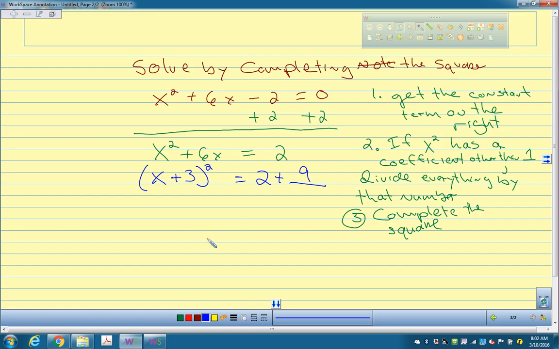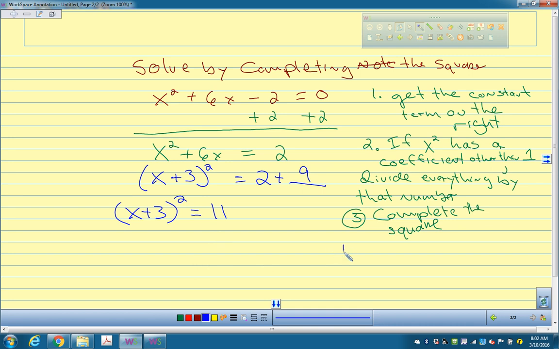That's why we did that little practice thing, okay? Because no one ever knows what to add over here. All you do is you take half of this, the second term, and you square it, and that's what you add to the other side. And you rewrite this as this, okay? So now you rewrite it as x plus 3 quantity squared equals 11.